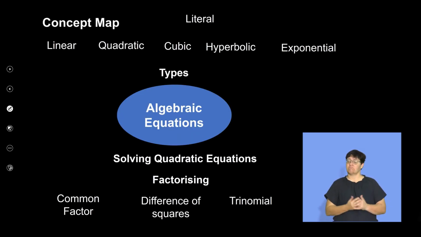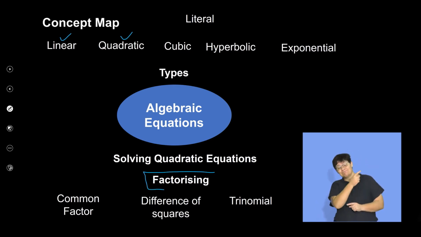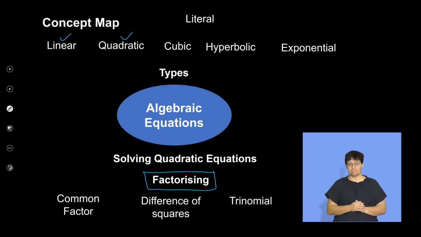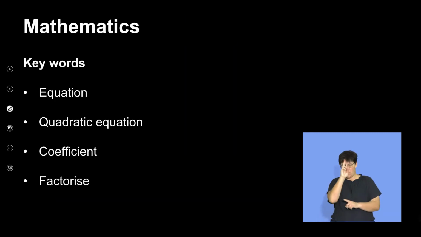Now, remember our algebraic equations, we have different types of them. We've looked at our linear equations so far. For now, we're going to look at the quadratic ones, and the rest of the others we'll maybe look at a later stage. To solve quadratic equations, the main operation, or the main process, is factorizing, and you know the different types of factorizing that we looked at previously.